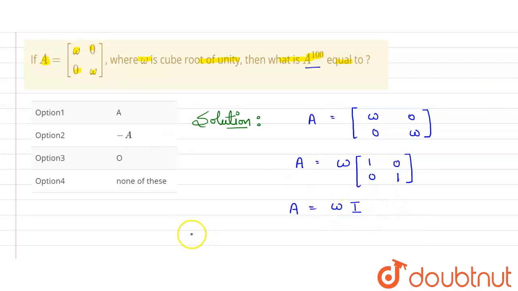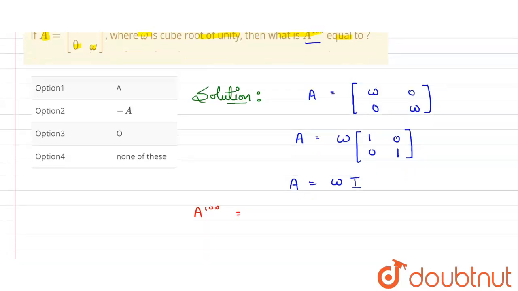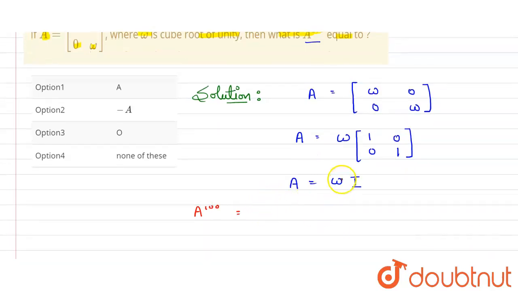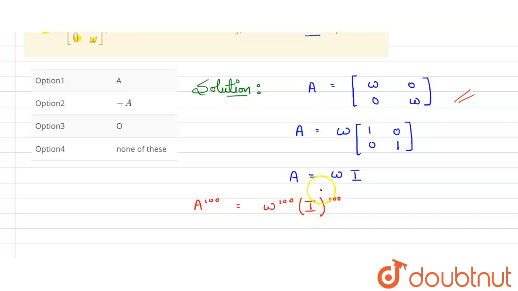In the next step we need to find the value of A raised to power 100. Now we can easily get the value. How? Just give the power here: omega raised to power 100 and the identity matrix also raised to power 100. It is very much easier compared to this step. Here we cannot easily find A raised to power 100, since we would need to give the 100 power to this matrix. So this is a much easier way. That's why we have taken omega common and changed it into the identity matrix. That was the explanation part.